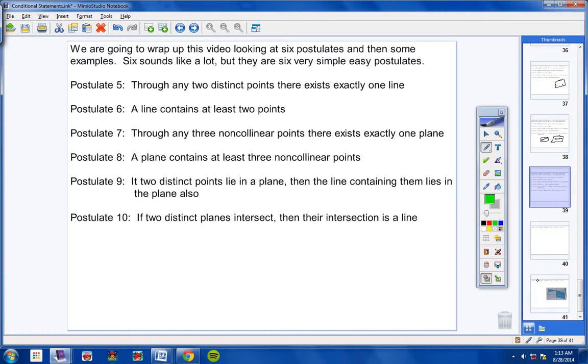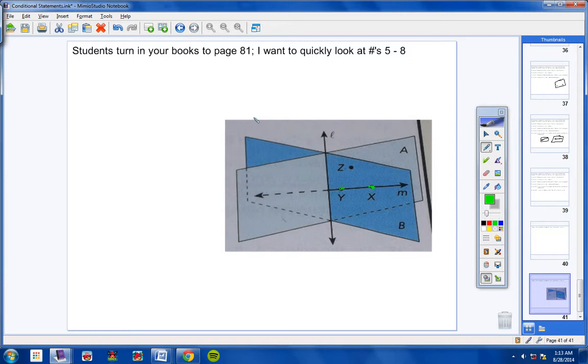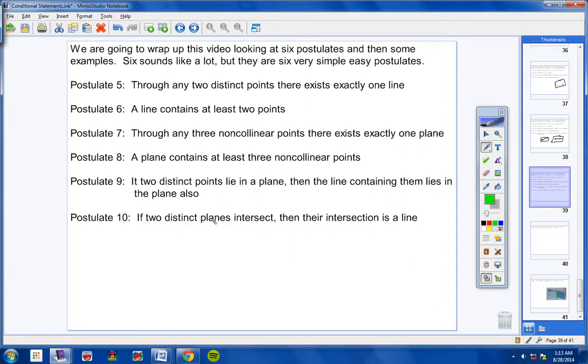Okay? Let's take a look at number 7. The planes A and B intersect in a line. Well, this one's going to be obvious. Planes A and B intersect in a line. Well, look at the last postulate we just learned. If two planes intersect, their intersection is a line. So there we go. Postulate number 10.